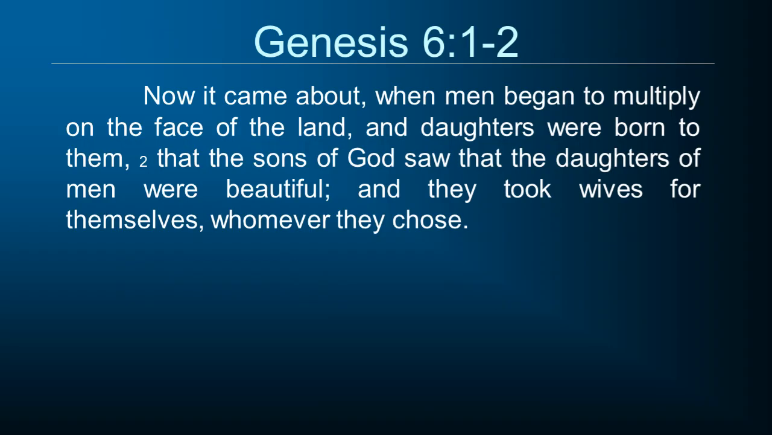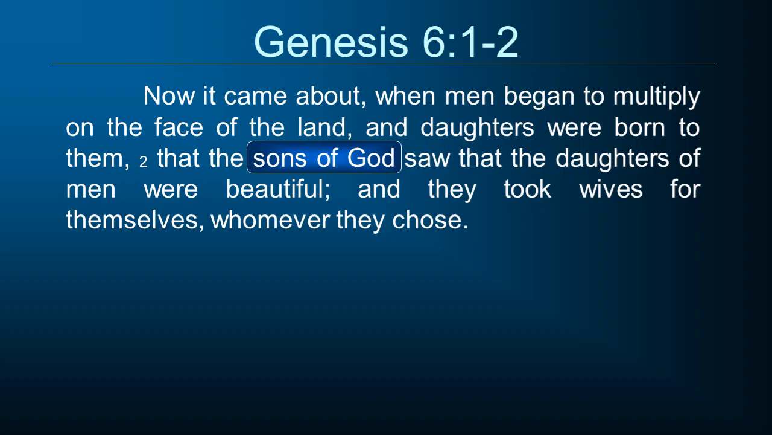Genesis chapter 6, verse 1 says, "Now it came about when men began to multiply on the face of the land, and daughters were born to them," that is, daughters were just born to people. Verse 2, "that the sons of God saw that the daughters of men were beautiful, and they took wives for themselves, whomever they chose." Now, the question around this verse revolves around the identity of this phrase, "the sons of God." Who are these sons of God?